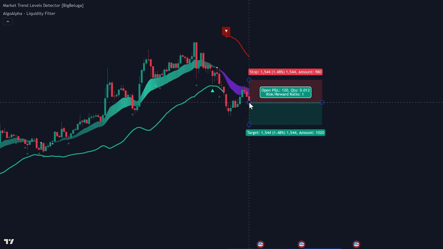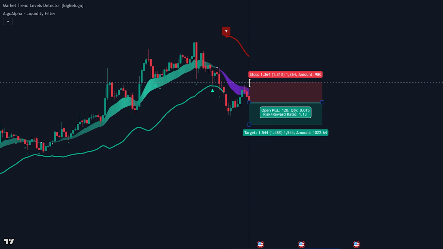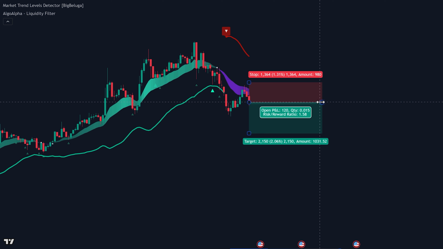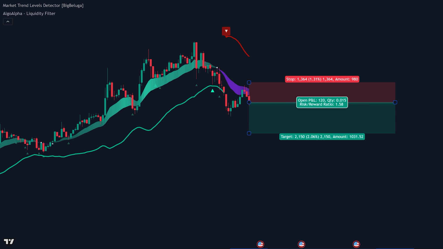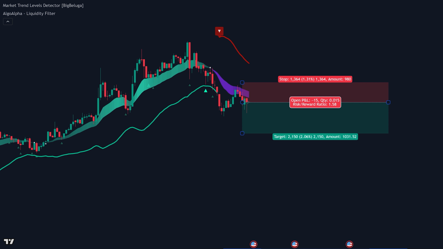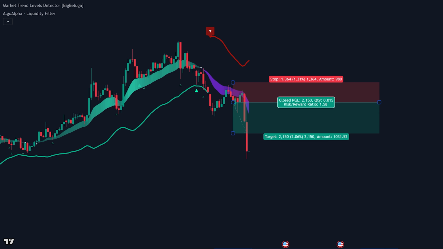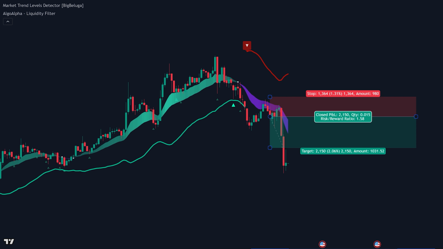The stop loss should be placed just above the market trend detector's trend band to limit risk. For the take profit, we aim for a 1 to 1.5 risk to reward ratio. As shown in this example, all conditions were satisfied, and price moved in our favor, successfully hitting the target.